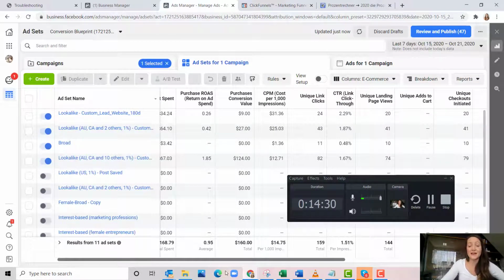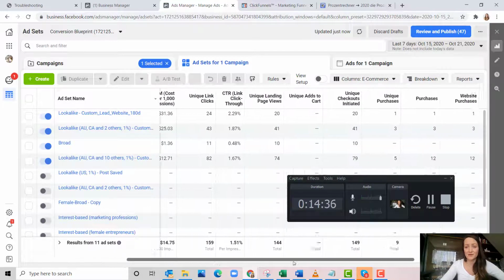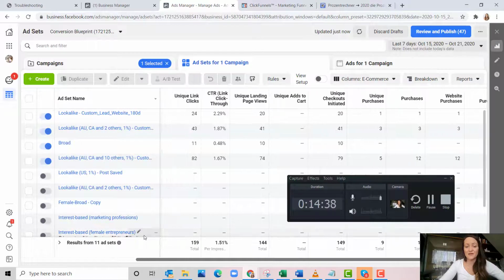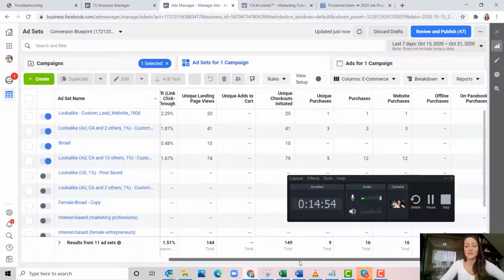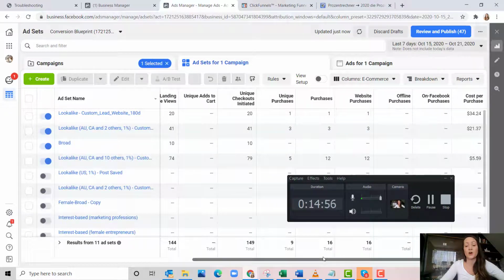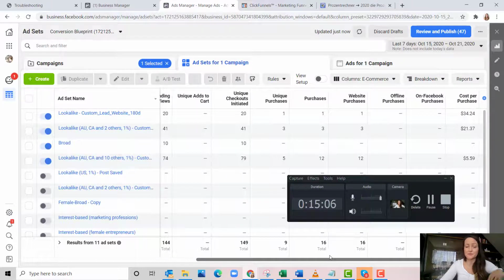Now let me look at my landing page and if the problem is there. Out of 159 people clicking on my ads, 144 people landed on my page. The drop-off is based on the loading time of my page, so I could work on improving that. And then out of the 144 people that clicked, 9 people bought. That's a conversion rate of around 6% and is actually a pretty good conversion rate as well. Still, I'm not profitable on this funnel.